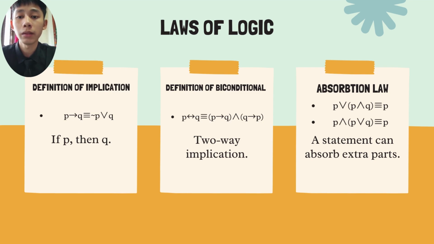Definition of biconditional means P if and only if Q. It is true when both P and Q have the same truth value. Absorption law states that a statement can absorb an extra part without changing its meaning. For example, P and (P or Q) and P or (P and Q) are both equal to P.